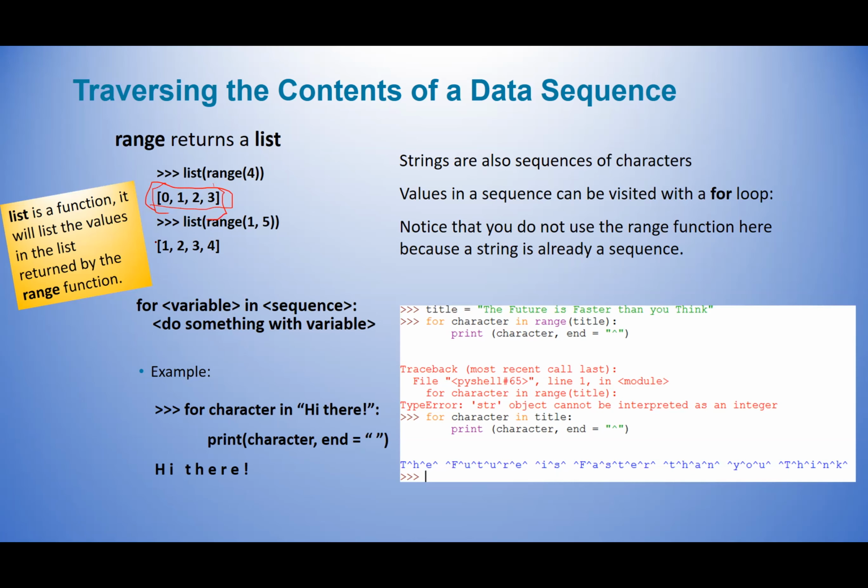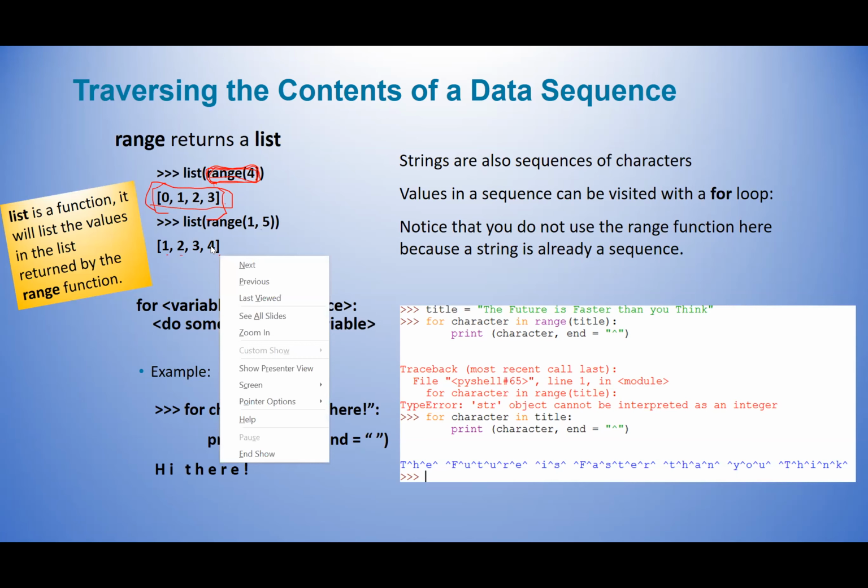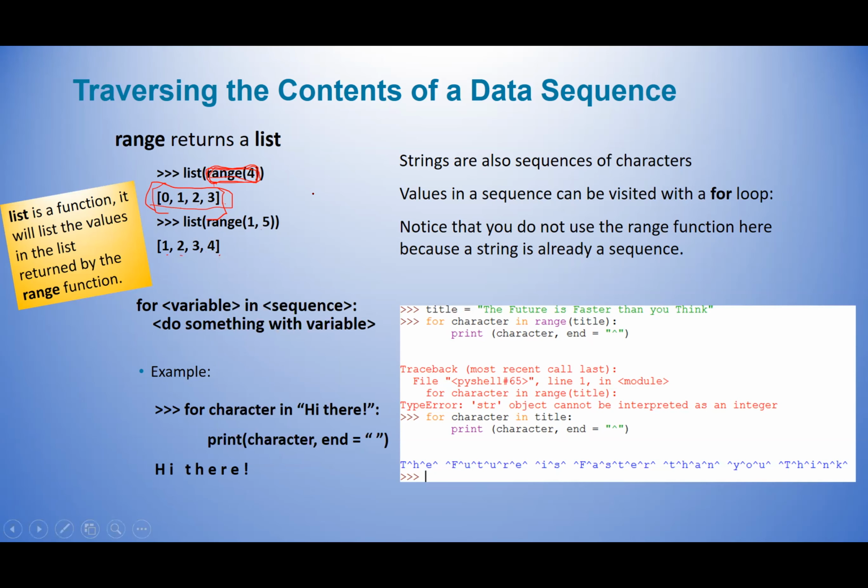That's a list. So you are using this as the argument for list, and because range returns a list, it gives you 0, 1, 2, 3. And for this one, it gives you 1, 2, 3, 4. This might not be very easy to understand, but we are not really using it right now that much. You just know that range returns a list, and this is a list.